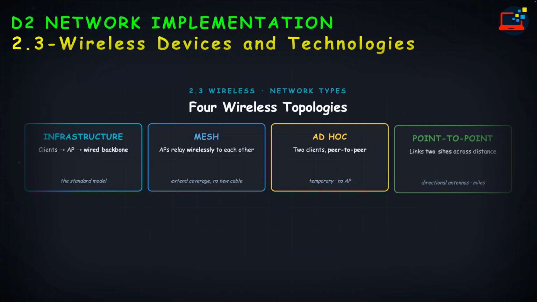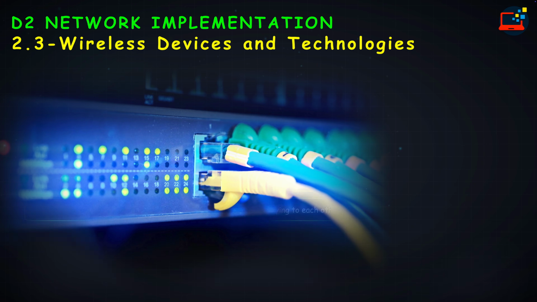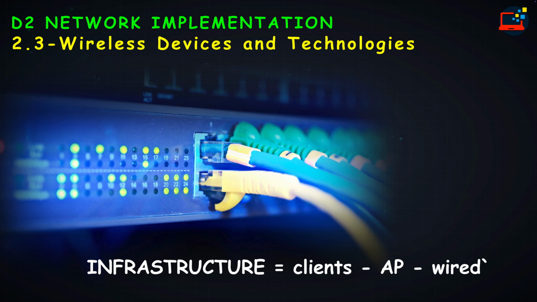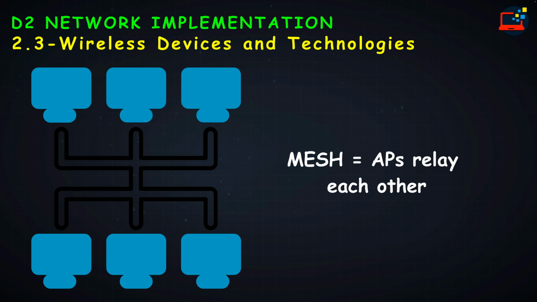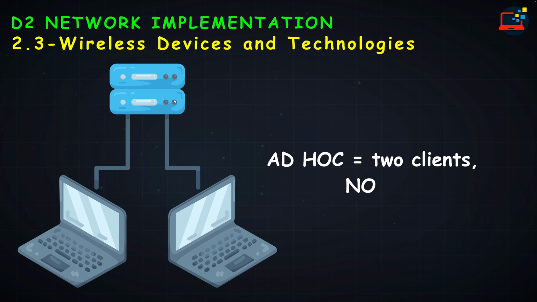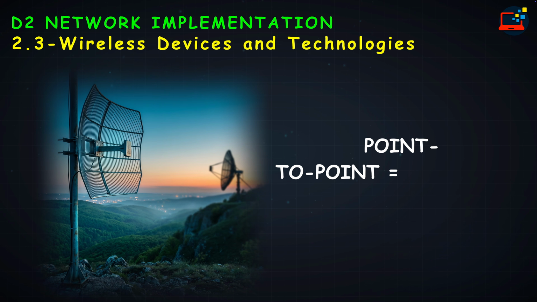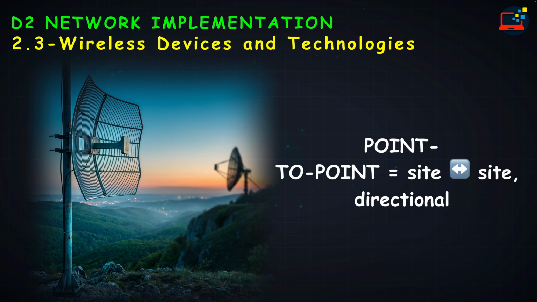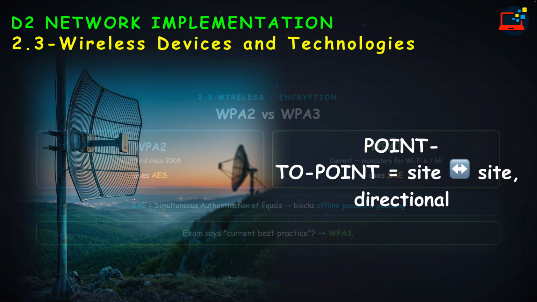Network types on the exam are infrastructure, mesh, ad hoc, and point-to-point. Infrastructure is the standard model where clients connect to access points and the access points connect to a wired backbone. Mesh has the access points themselves talking wirelessly to each other to extend coverage without running cables to every spot. Ad hoc is a temporary peer-to-peer link between 2 clients, no access point. Point-to-point is a long-distance wireless link between 2 specific locations, often using directional antennas across miles.